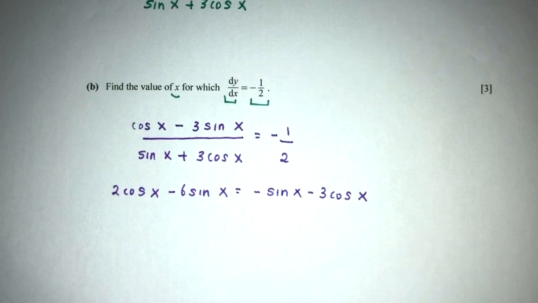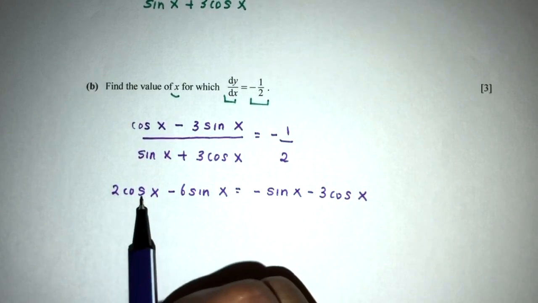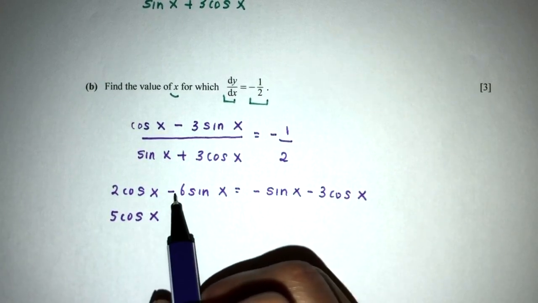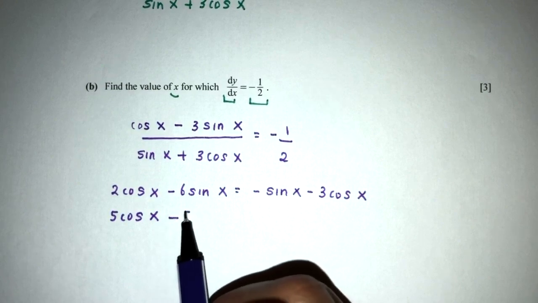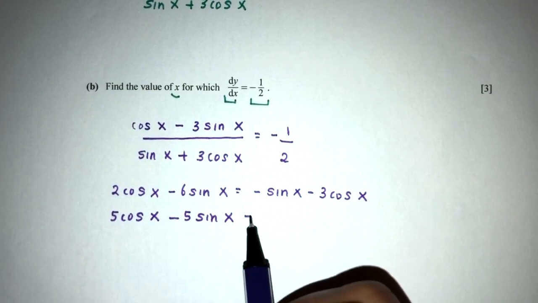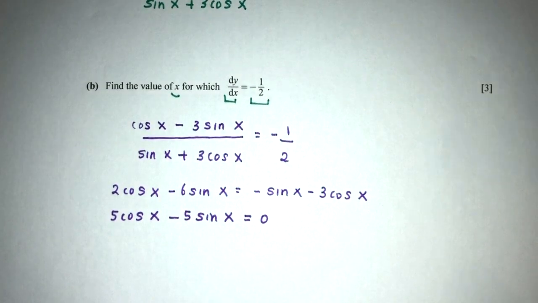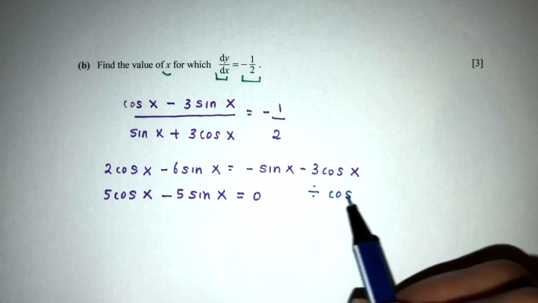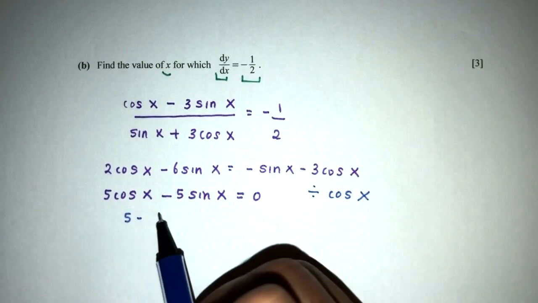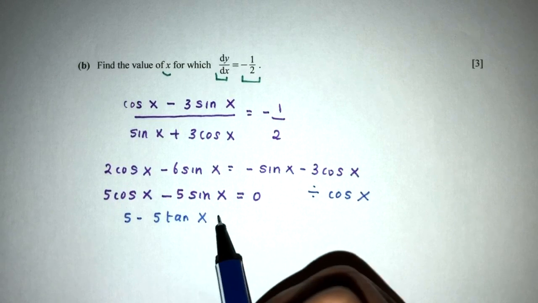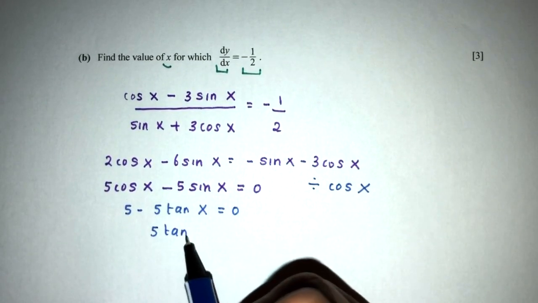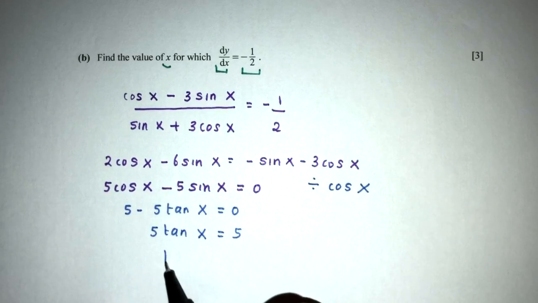So let's send everything to one side first. You will have 2 cos x plus 3, that should be 5 cos x, minus 6 plus 1 should be minus 5 sin x. As always, whenever we have cos and sin on the same line or equation, we can just divide by cos x everywhere. You will have 5 minus 5 tan x equals 0. You will have 5 tan x is equal to 5, and tan x is simply equal to 1.